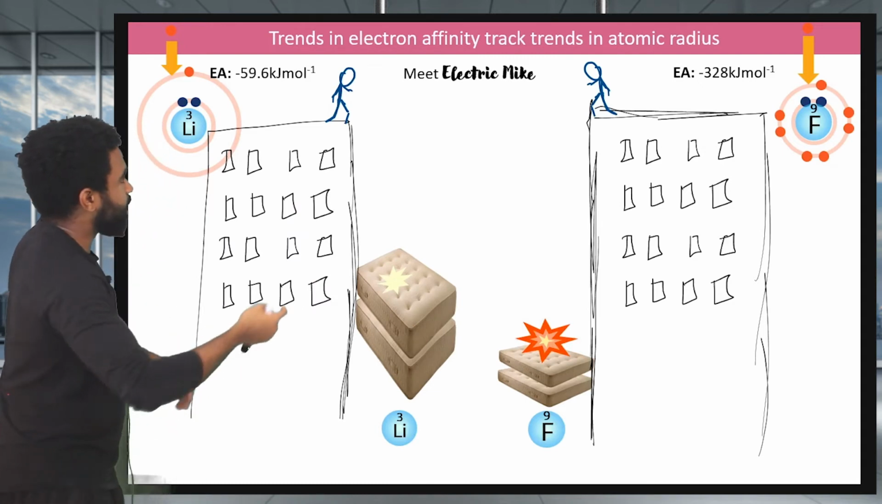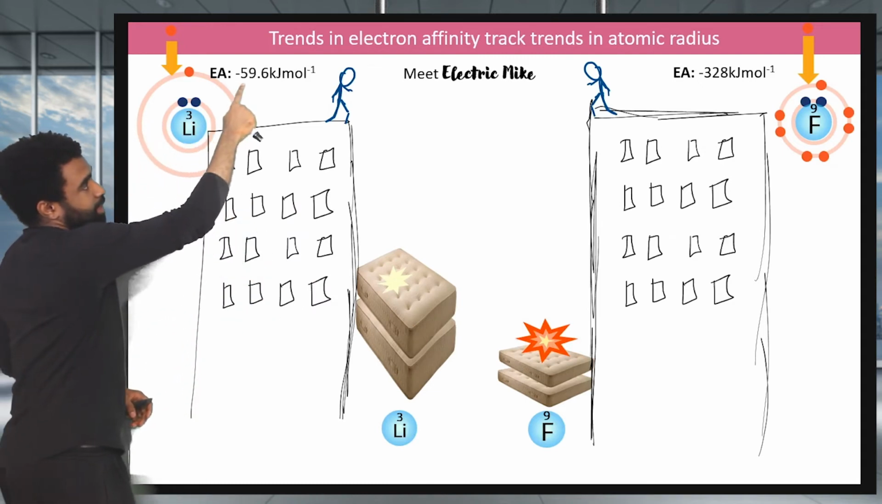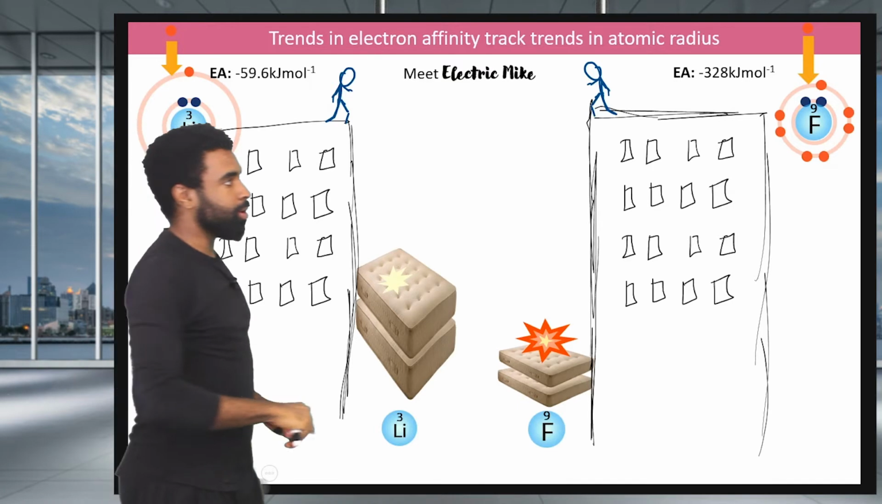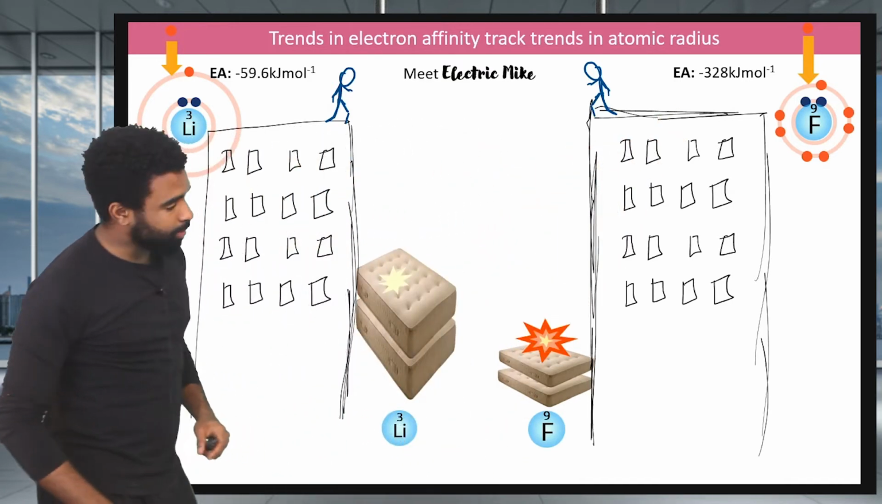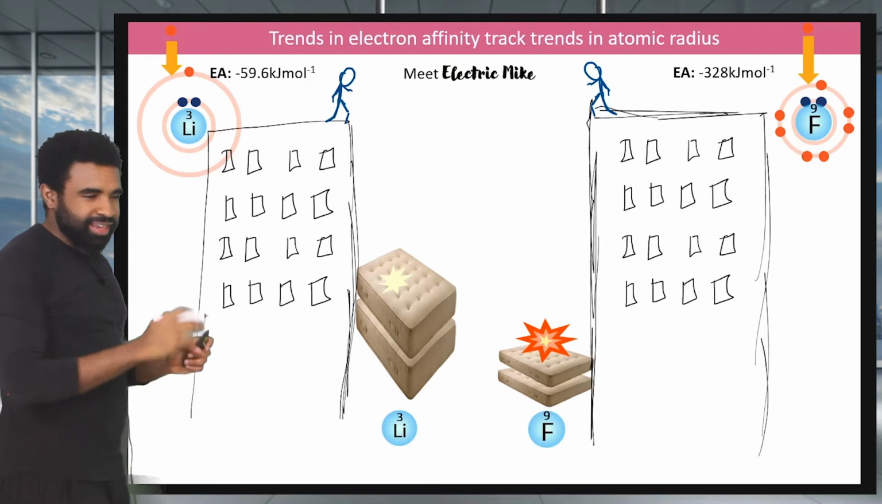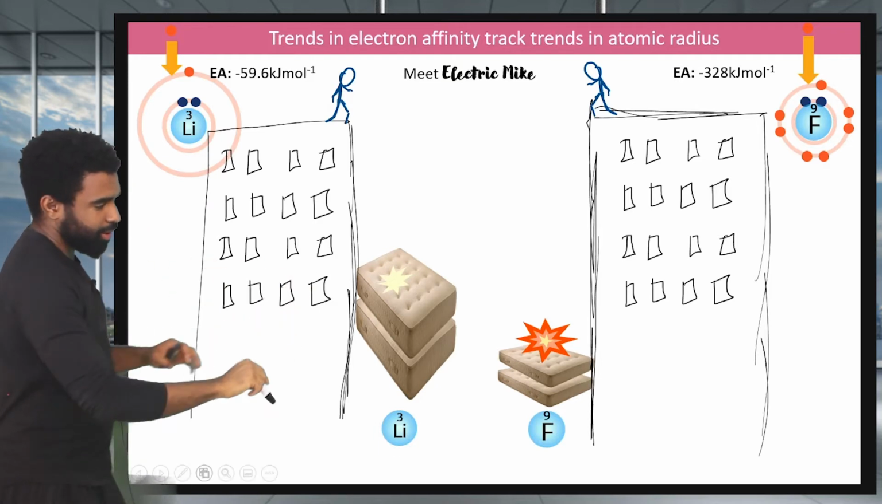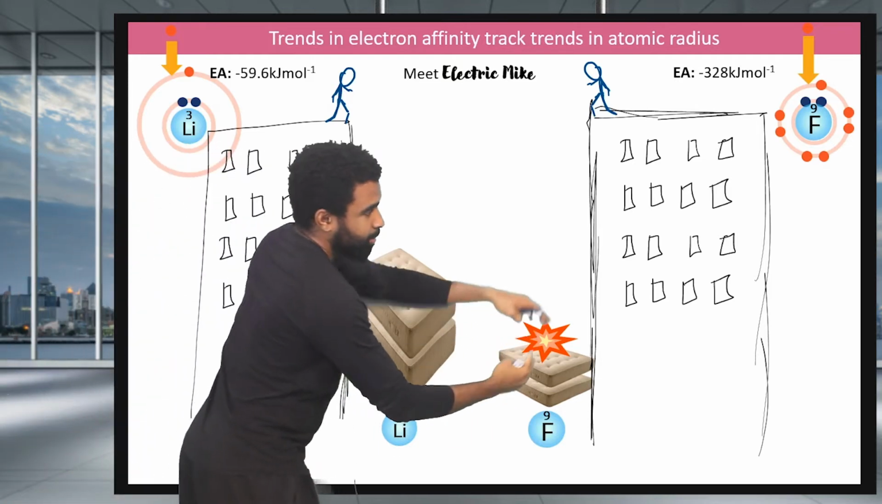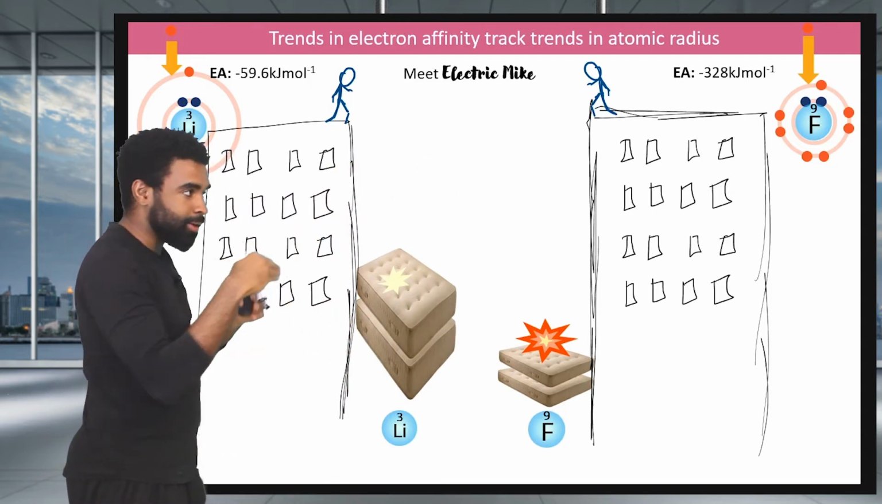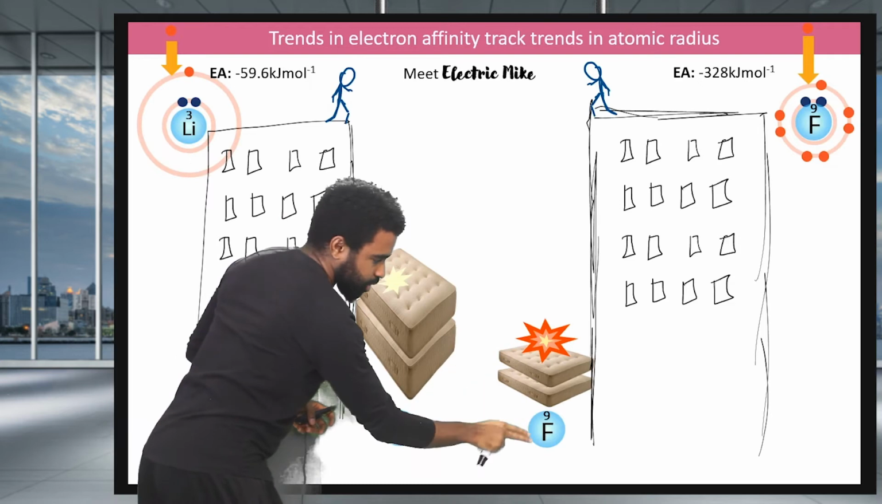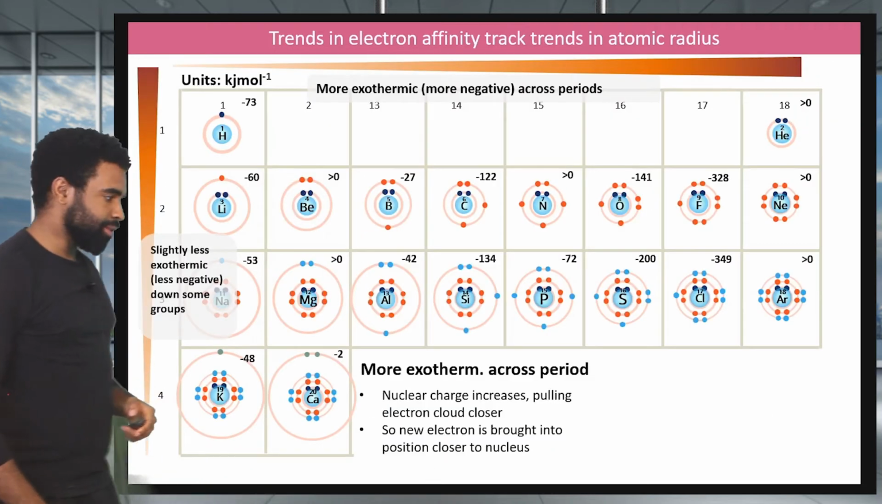Okay, and that's why the electron affinity for lithium is just minus 60 kilojoules per mole, whereas for fluorine, it's minus 330 kilojoules per mole. So that is the idea for the trend across the period. You have the same number of shells, but the shells are less diffuse. The atomic radius is smaller, and so the electron comes into a position closer to the nucleus.